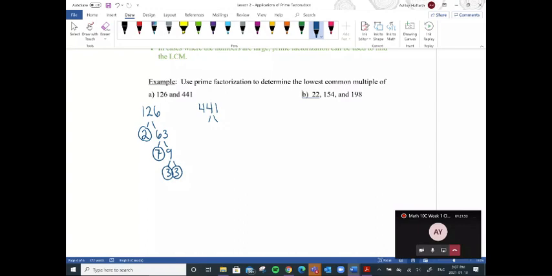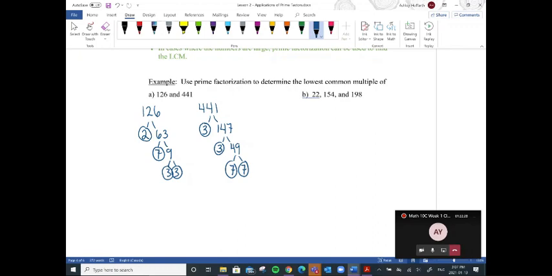441, we can divide out a 3. It's because when I add these digits together, 4 plus 4 plus 1 gives me 9, which is divisible by 3. So when I divide 3 out of there, I'm going to get 147. 3 is prime. 147, if I add the digits, I get 12, so I can take a 3 out. It'll get me to 49. 3 is prime. And 49 breaks down to 7 times 7, which is both prime.